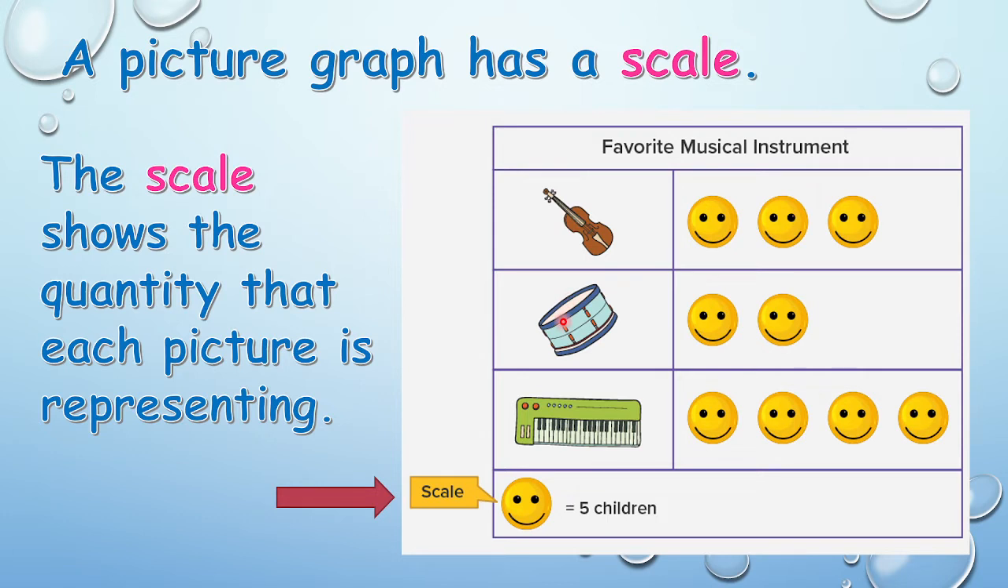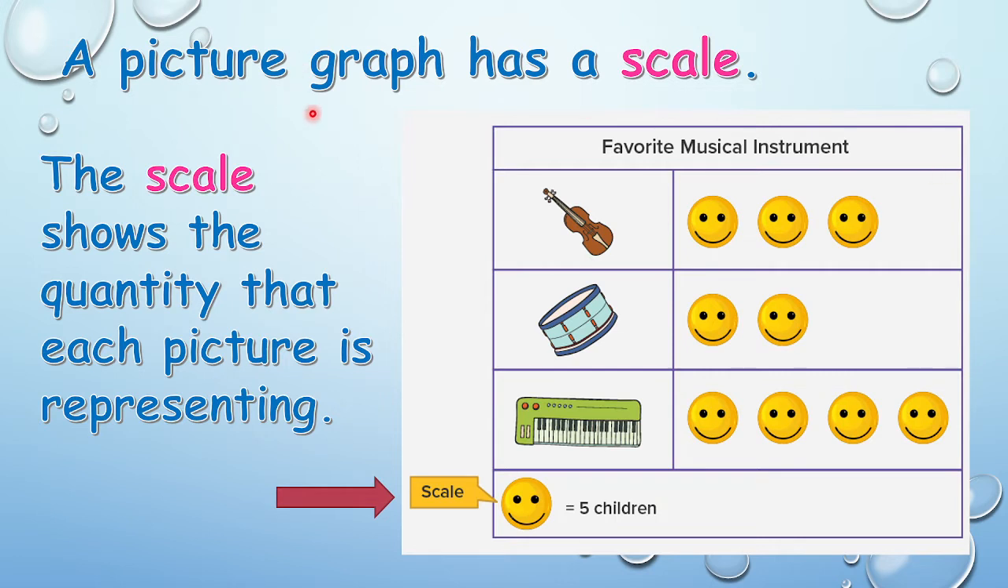And then how many votes did the drums get? 10. 10 children like drums. And then for the keyboard, there were 20 children who liked keyboard. So this one shows you the voting. It's like the survey when you ask 45 people.